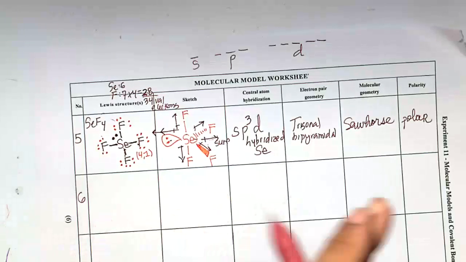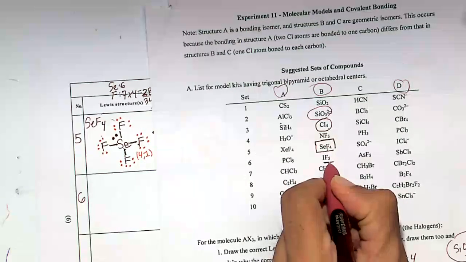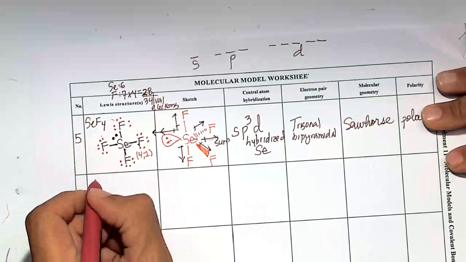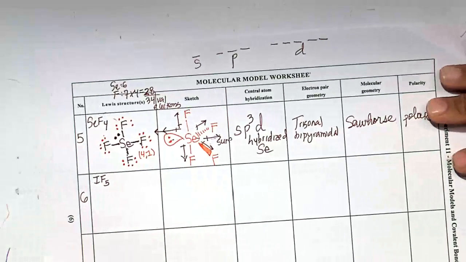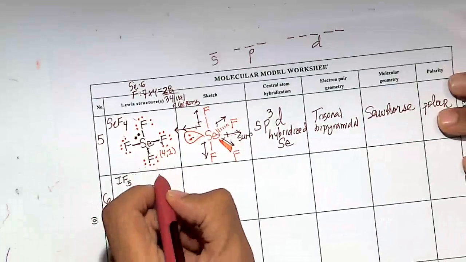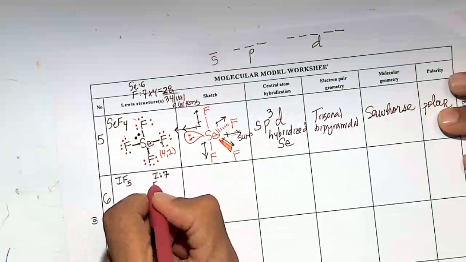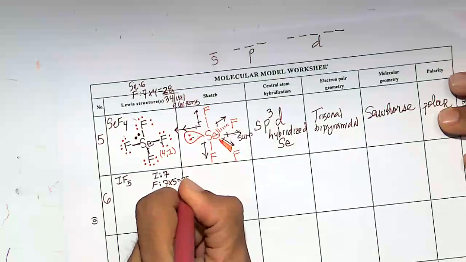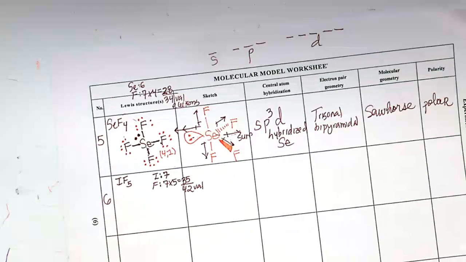And let's go with IF5. Okay, so 1, 2, 3, 4, 5. IF5, iodine pentafluoride. Okay, number 6 here. So what's iodine happy at? 7. What's fluorine happy at? 7. So we need to get 42 valence electrons around IF5.